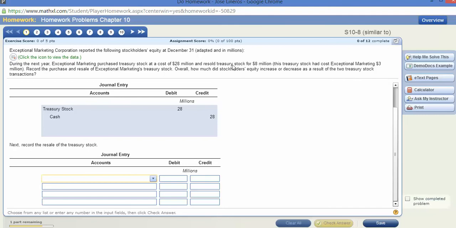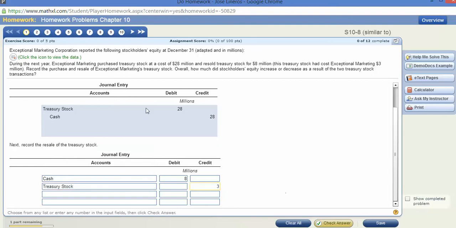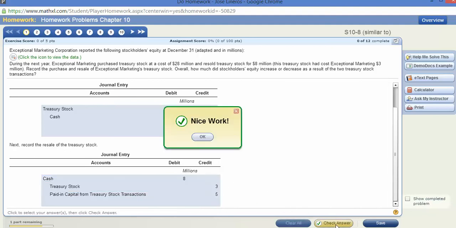But when you resell, that's going to give you cash. And you're going to get cash of 8 million. The cost of the treasury stock, where it says here the cost of the treasury stock is 3 million, is a credit to treasury stock. So that shows that before you had bought $28 million worth, this is 3 million of it going back out, and you no longer own it because you're reselling it to get some cash. And then the difference is very easy. The difference just goes in paid-in capital from treasury stock transactions. It's just the plug. So that gives you your entry for the resale of the treasury stock.